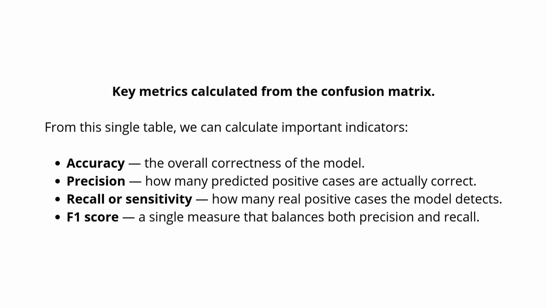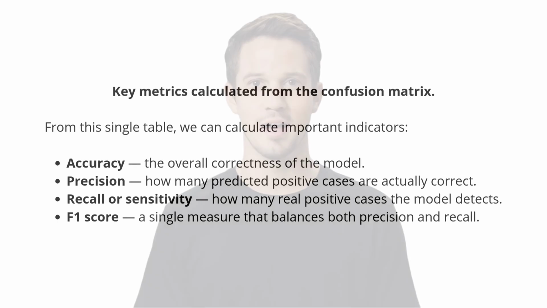Key metrics calculated from the confusion matrix. From this single table, we can calculate important indicators: accuracy, the overall correctness of the model; precision, how many predicted positive cases are actually correct; recall or sensitivity, how many real positive cases the model detects; F1 score, a single measure that balances both precision and recall.